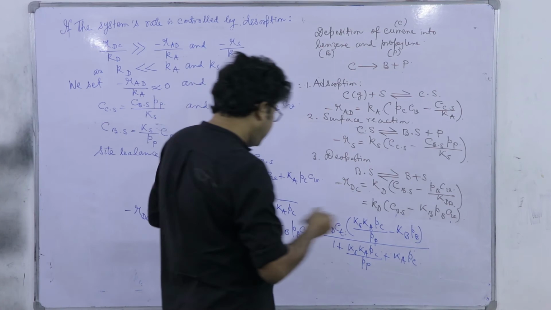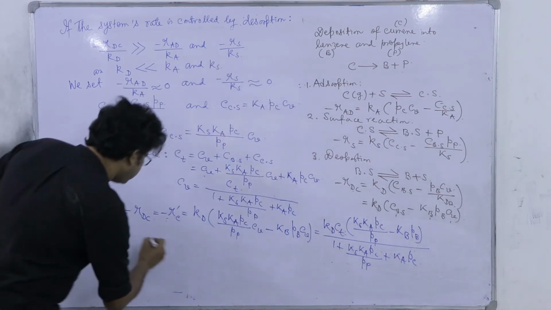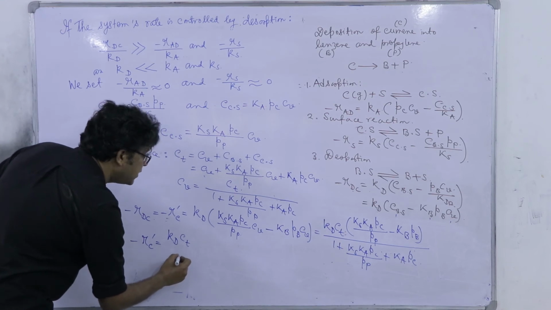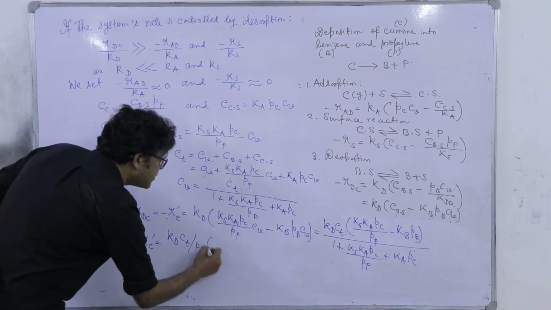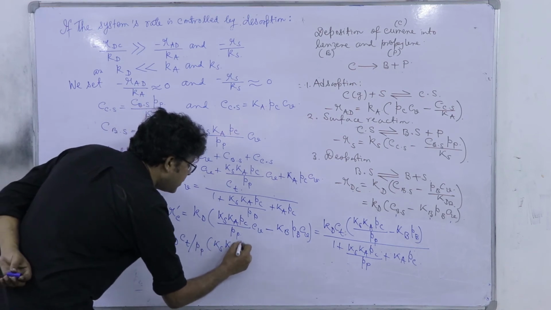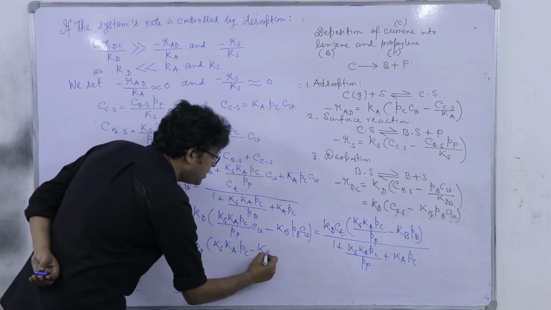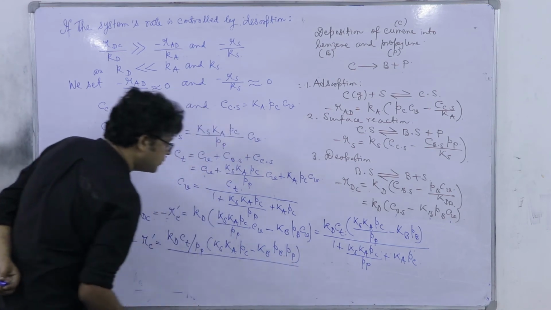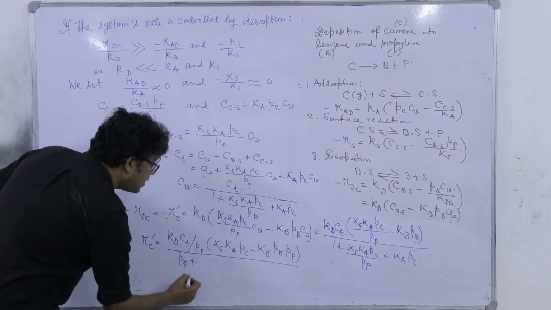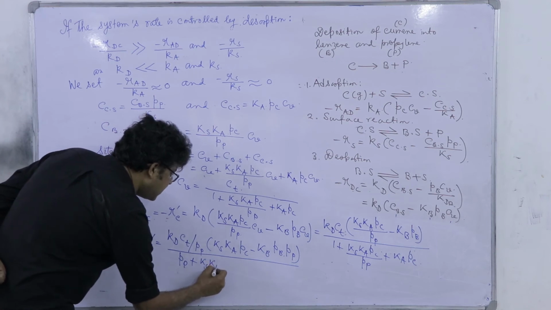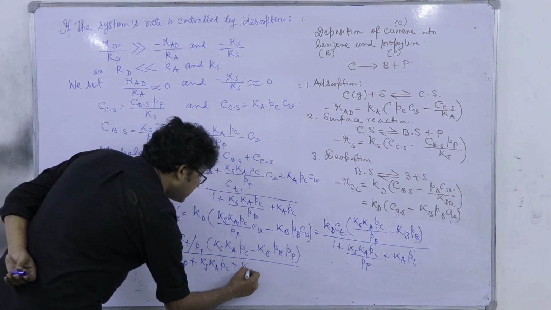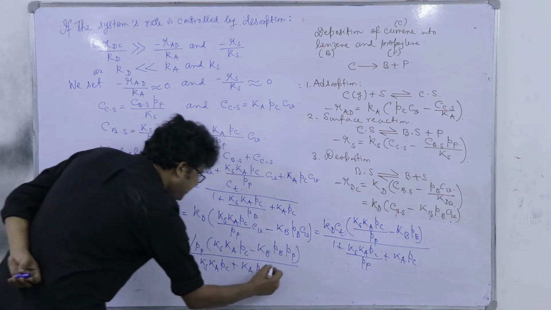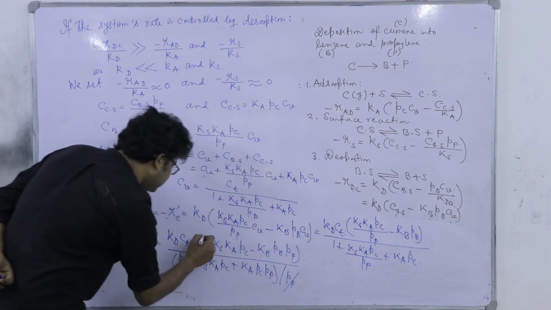So, if I take this 1 by Pp common from here, minus of R_C prime is Kd Ct by Pp, Ks Ka Pc minus Kb Pb Pp, right, and the denominator will be Pp plus Ks Ka Pc plus Ka Pc Pp, divided by Pp. So, this cancels out.